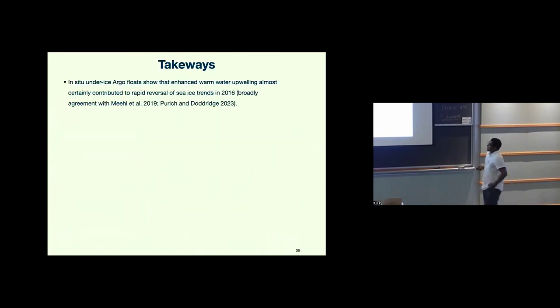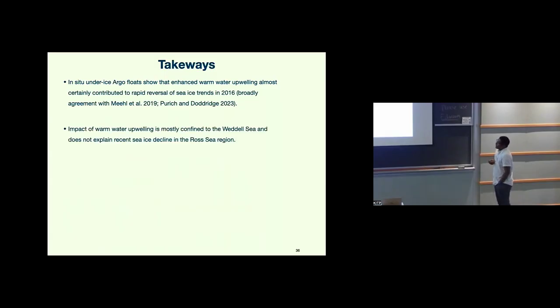Okay, so takeaways. In situ under-ice Argo floats show that there was indeed enhanced upwelling of warm water in the sea ice region, and that almost certainly contributed to the sea ice decline that we have observed, in particular in 2016, which was in agreement with previous studies. The upwelling signal was mostly confined to the Weddell, and so this was not a circumpolar phenomenon, and so whatever's happening in the Ross Sea is mainly due to some other mechanisms, we think.